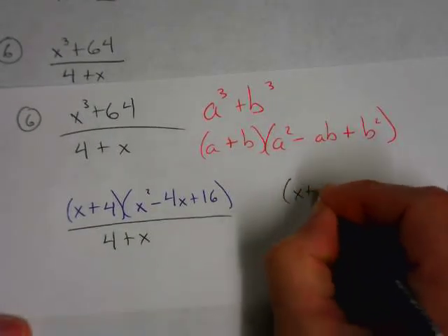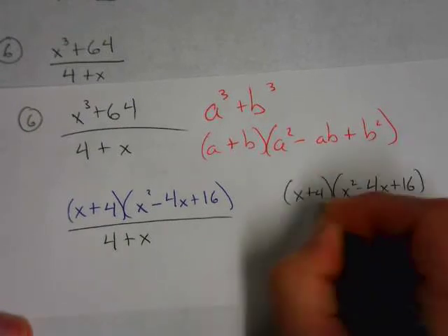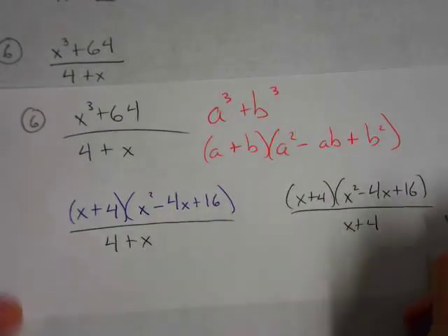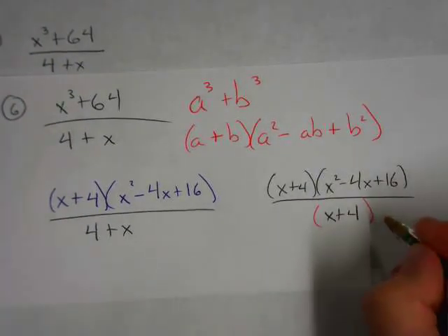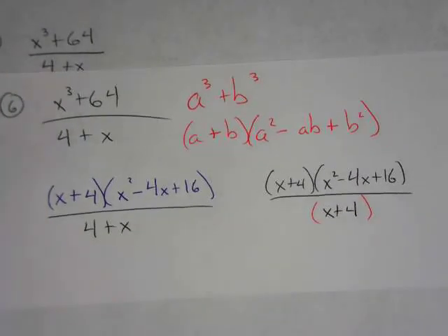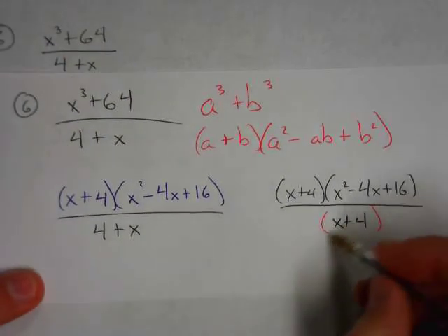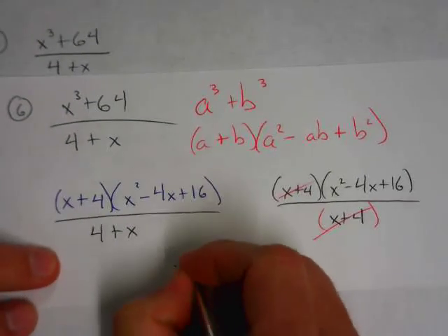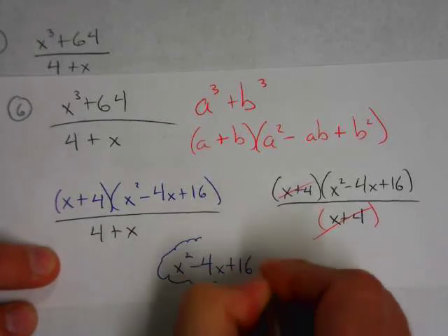In the numerator, we have x plus 4 and then x squared minus 4x plus 16. In the denominator, I can use the commutative property to rewrite it, and then use grouping symbols to see the whole. From seeing the whole, I can cancel out my 1. So we're factoring cubes, using the commutative property, canceling the whole, and leaving us with x squared minus 4x plus 16. That is our simplified expression.